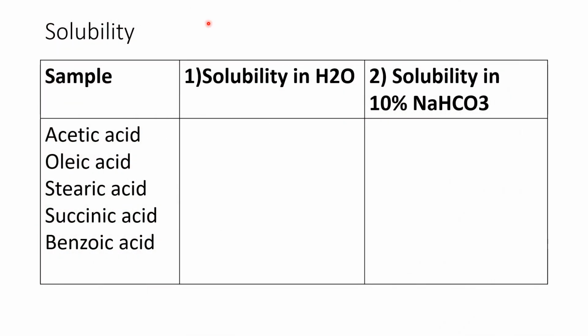So for 1 and 2, you have the same set of samples: acetic, oleic, stearic, succinic, and benzoic. If it is a liquid sample, about 3 drops and 3 ml of the solvent. And if it is a solid sample, about that same amount, a pinch amount of the solid sample.